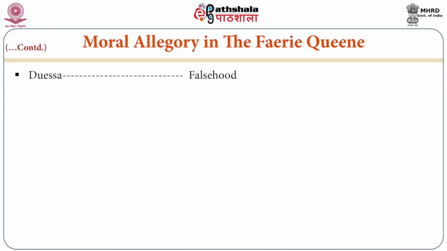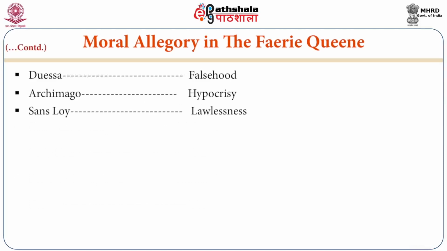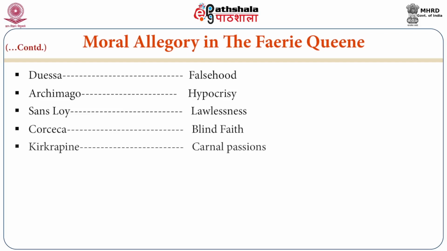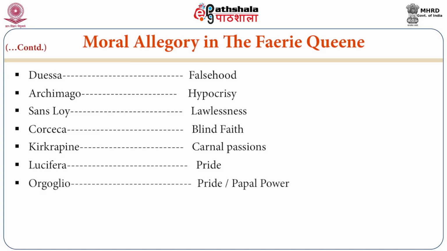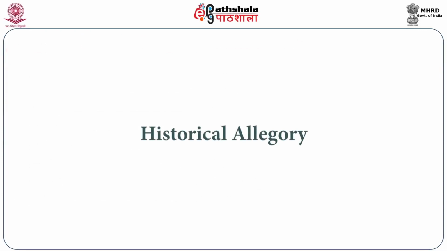Duessa, falsehood. Archimago, hypocrisy. Sansloy, lawlessness. Corceca, blind faith. Kirkrapine, carnal passions. Lucifera represents pride. Orgoglio, papal power or pride. And Arthur, magnificence. After this comes historical allegory.